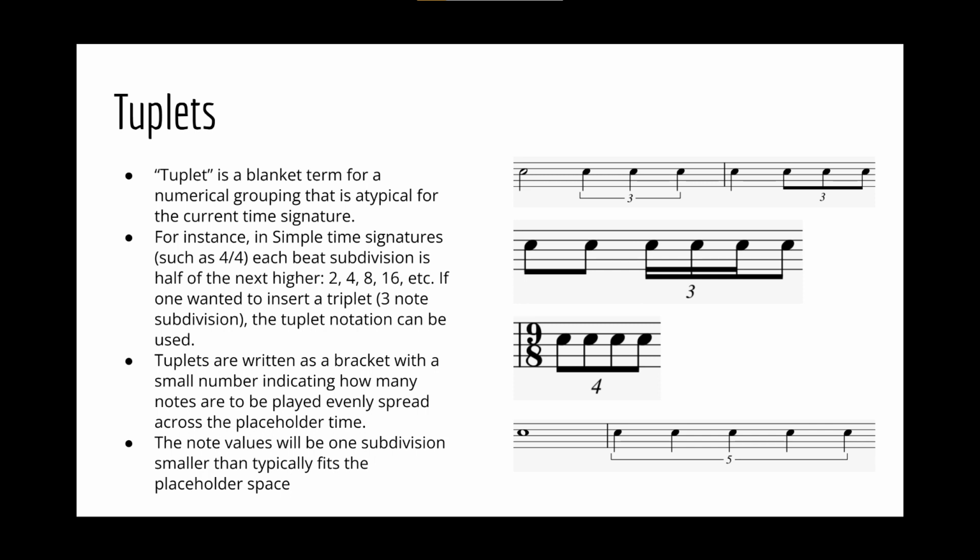Tuplet is an umbrella term that I have heard used for any abnormal combination that has to be indicated by a number. So if you have simple time in 4/4 and you want a triplet just for 1 beat or 2 beats, you will put the 3 notes with a little bracket and the number 3 to say you're going to play these 3 notes as if they were in the time space that they would normally be taking up 2.